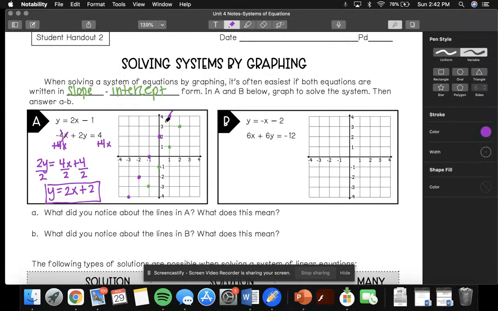Okay, so I'm going to actually draw the lines to kind of visualize this a little bit better. Okay, but what I notice is they never cross. Okay, so we'll talk about what to do if a line never intersects.